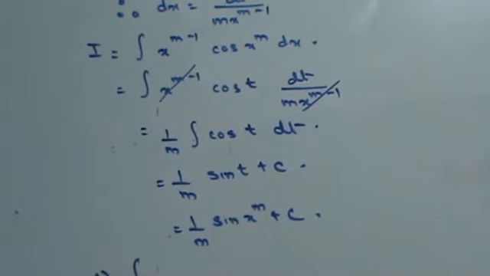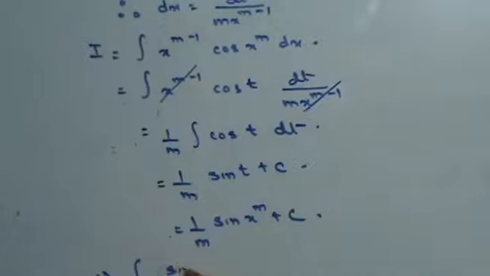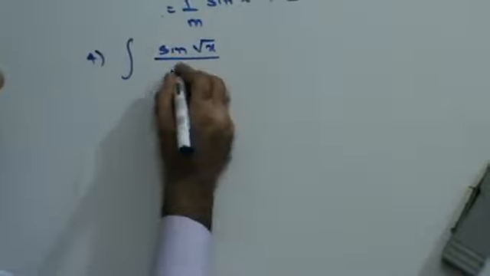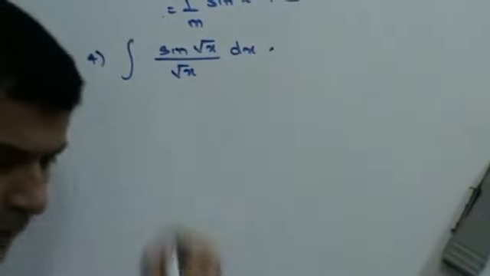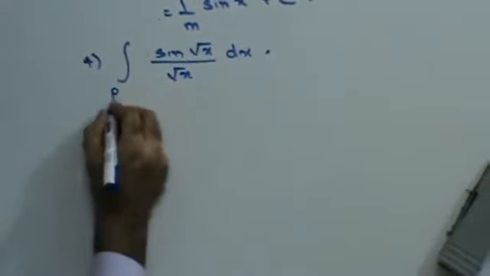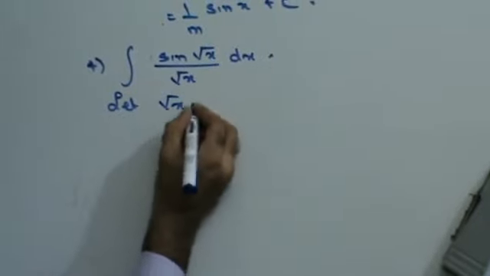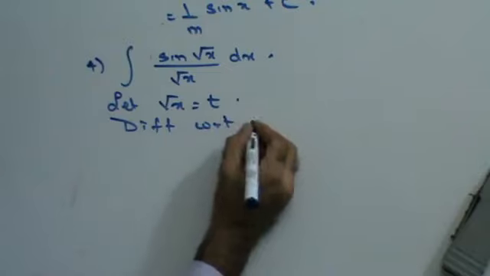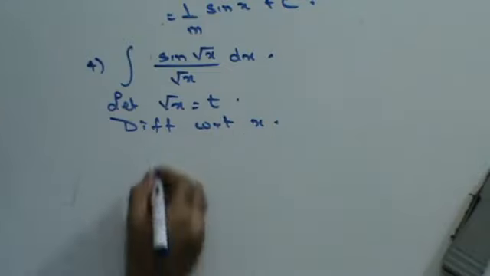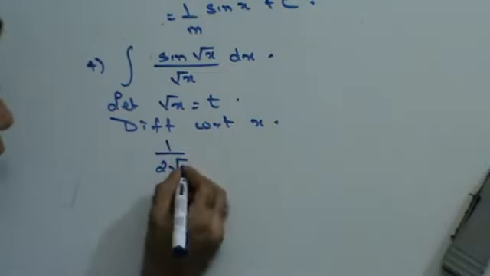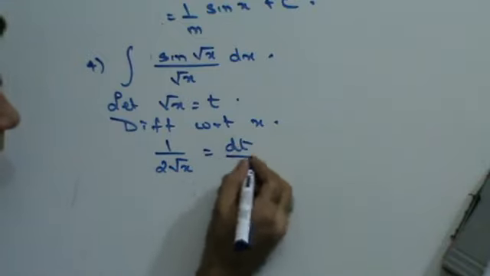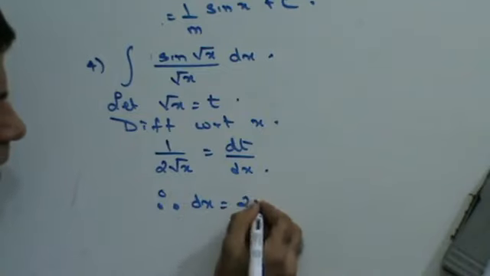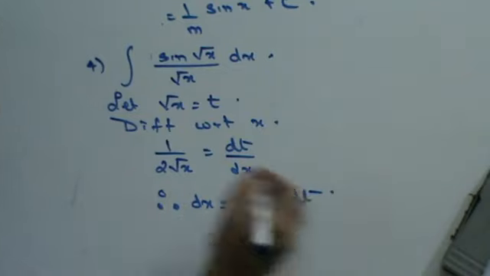Integral of sin root x upon root x dx. Right? Now, you will say that let root x be equal to t, differentiate with respect to x. If I differentiate with respect to x, d by dx of root x is 1 upon 2 root x is dt by dx. Therefore, you can say that dx is 2 root x dt.